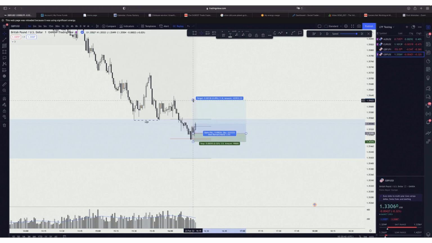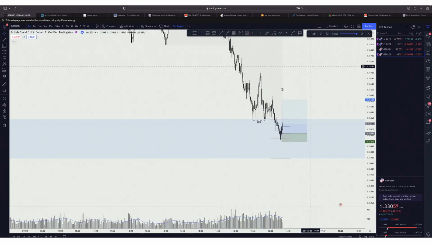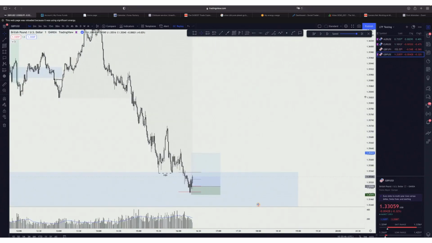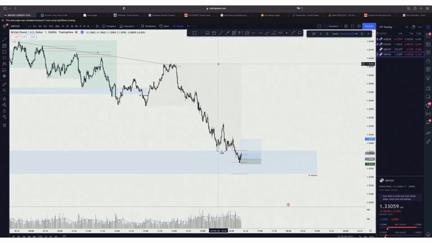3 pip stop loss below the structures. And I would aim, for example, for the area 35700. 3.5. Yeah, my TPs are definitely lower than yours.